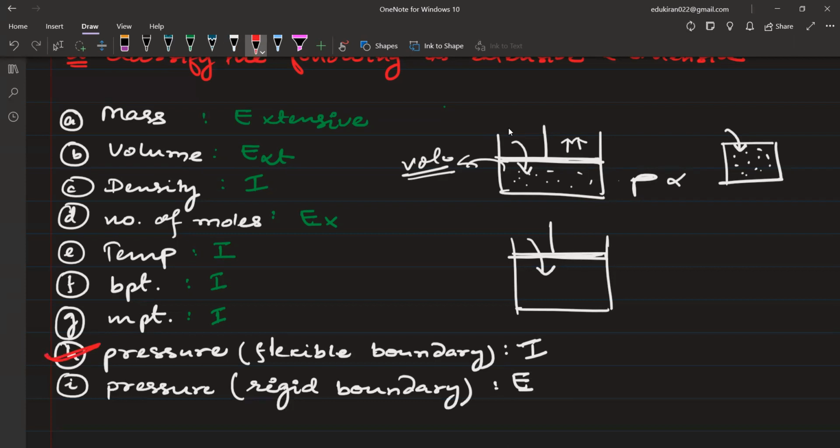Same is the case of temperature. Temperature is going to be intensive only if you have a flexible boundary, and generally you will have a flexible boundary only. Rigid boundaries, they will tell you that it is going to be rigid. So if you have been given just pressure, assume it is a flexible boundary and the property is going to be intensive. Please write this down.